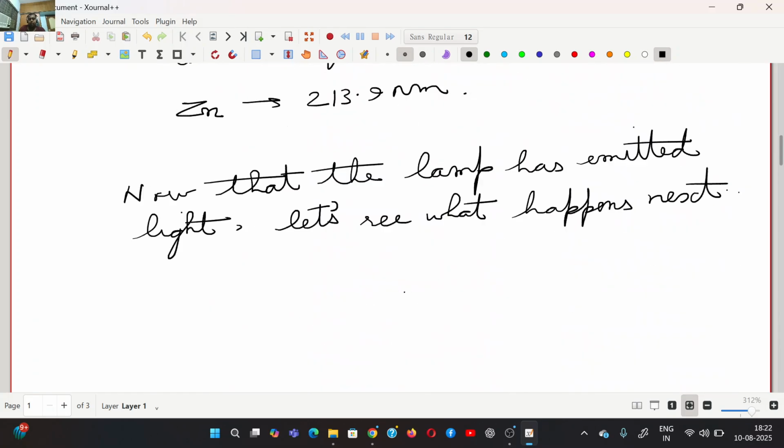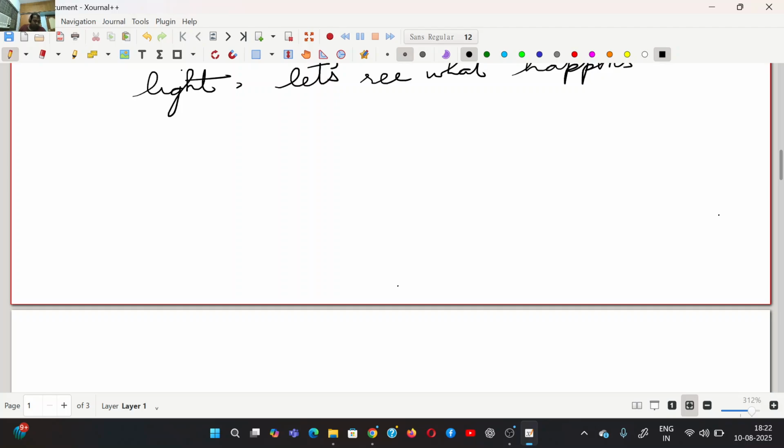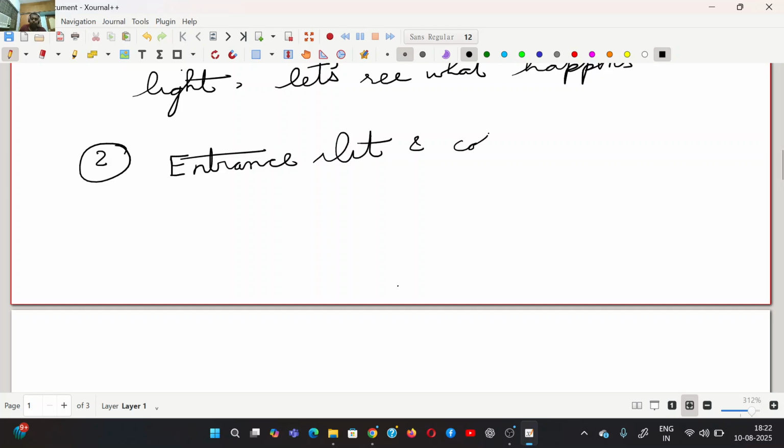So the next component in AAS is what is known as the entrance slit and collimating lens. Let me write it in terms of words.